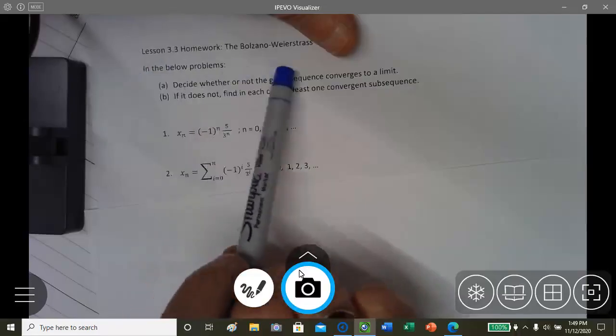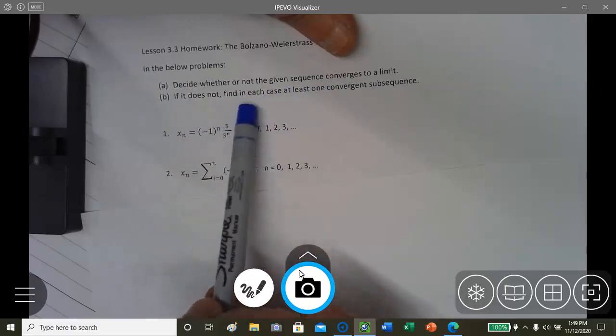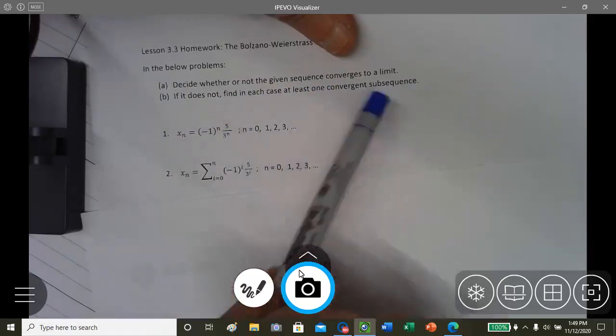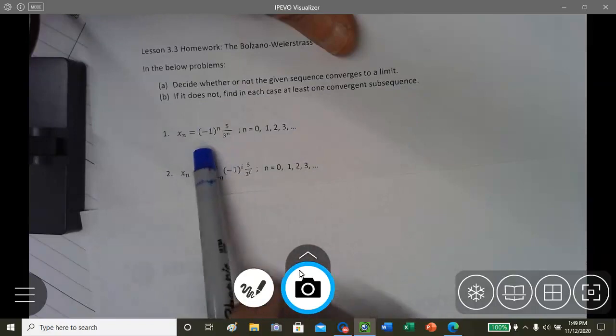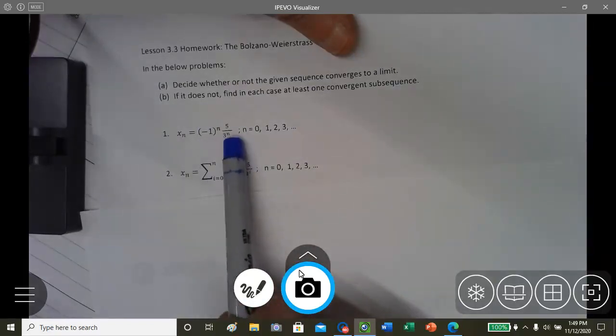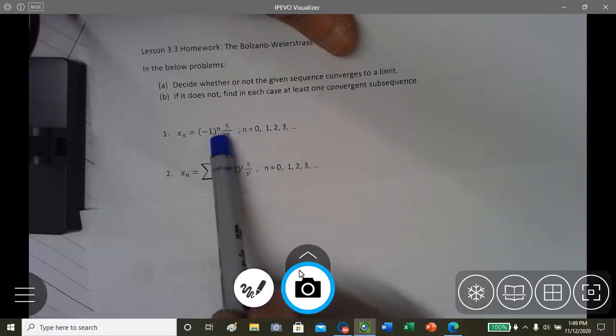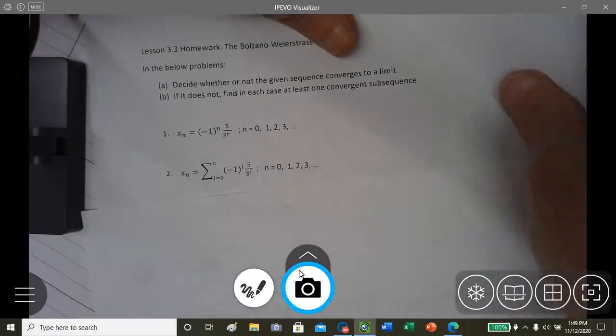Lesson 3.3 homework. Decide whether or not the given sequence converges to a limit. If it does not, find in each case at least one convergent subsequence. Okay, the first problem, we have negative 1 to the n times 5 over 3 to the n. But this one is the summation of the previous one. So let's take a look at that.